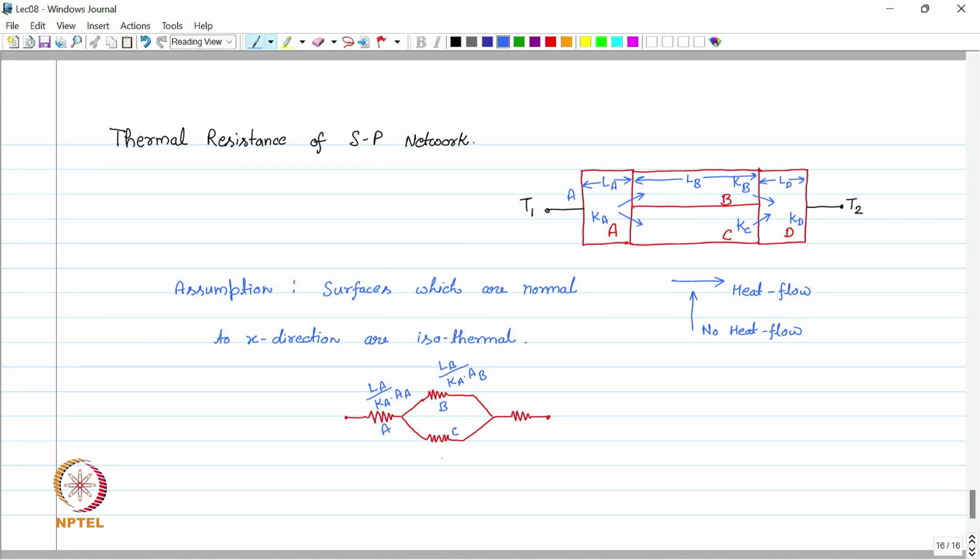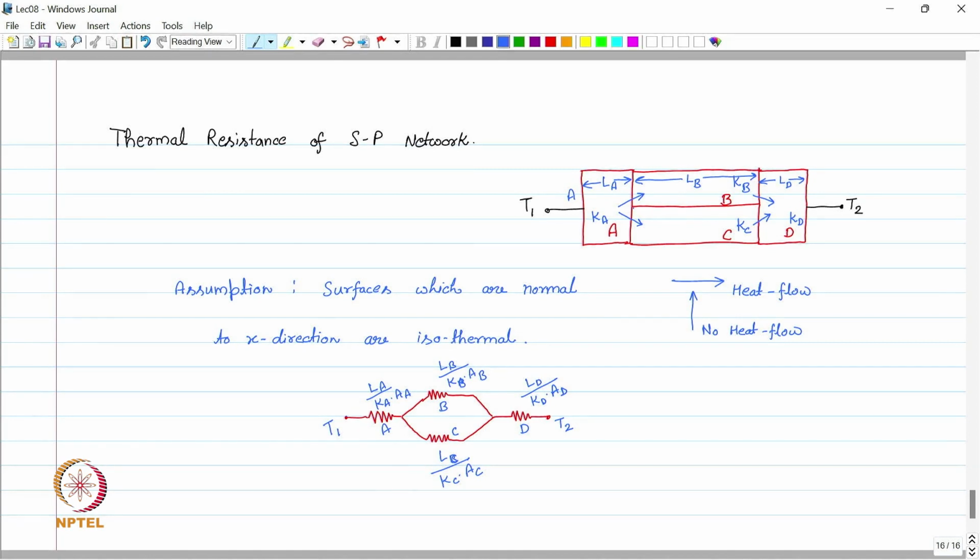This is material C, and we can write Lc divided by Kc into area of C, and this is material D. We can write L of D divided by Kd into area of D, and the temperature applied is T1 this side and T2 this side.